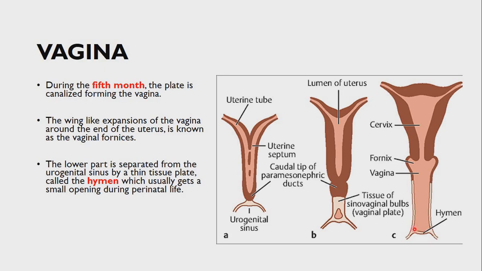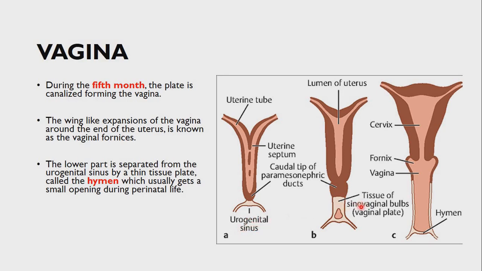Now, just to revise the vagina, look here. You can see this is the vagina. It is formed from two sources. The first one is from the caudal tip of the paramesonephric duct, which forms the upper third of the vagina. The lower third of the vagina is formed by the sinovaginal pulp. The sinovaginal pulp are two evaginations formed from the pelvic part of the urogenital sinus.